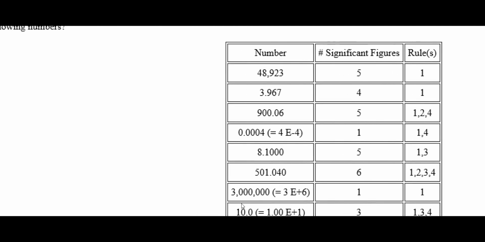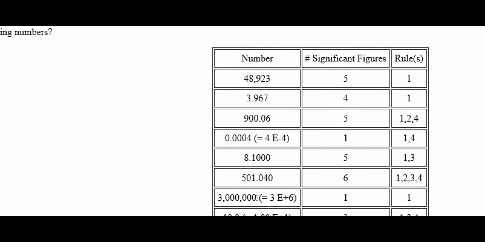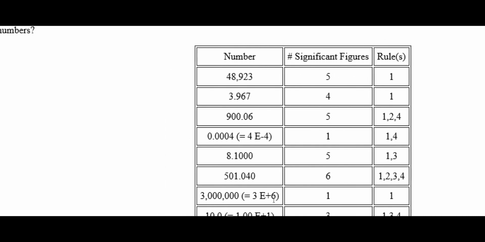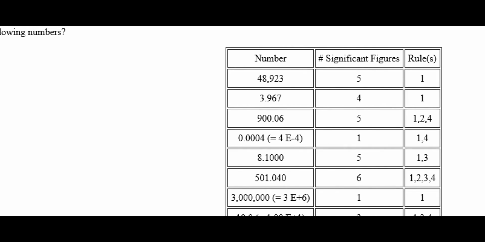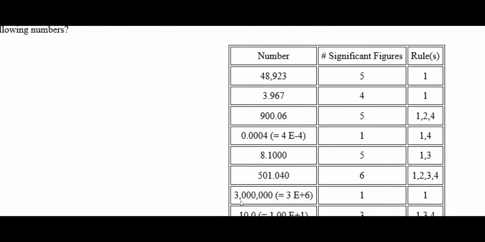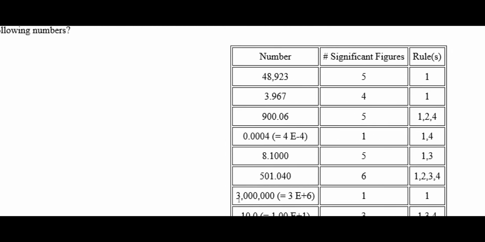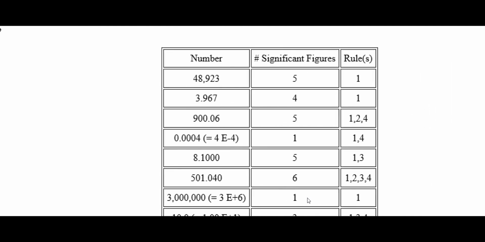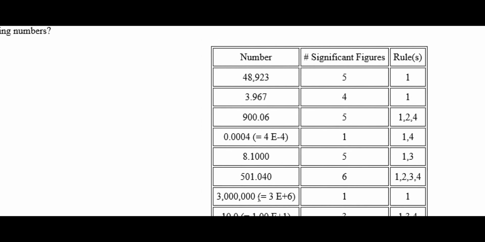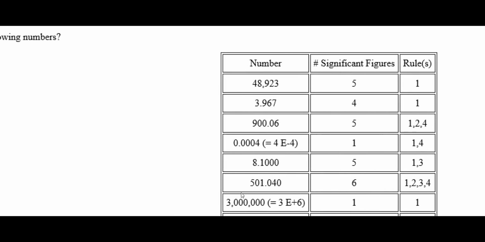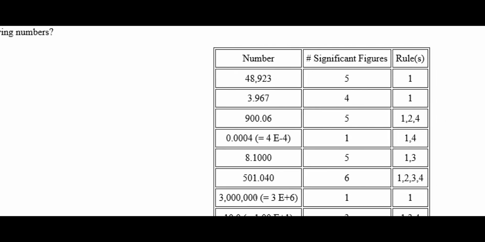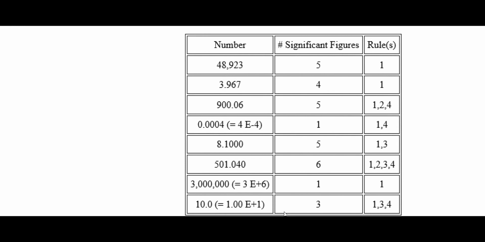Now if we take a look over here, 3 million has 1 significant digit. This is because even though there are zeros that come after the number, zeros coming after a number only count when it's after a decimal. So 3 million is actually only 1 significant digit. If it was 3.0000000, then it would be 7 significant digits. But since there's no decimal point anywhere in there, there's only 1.